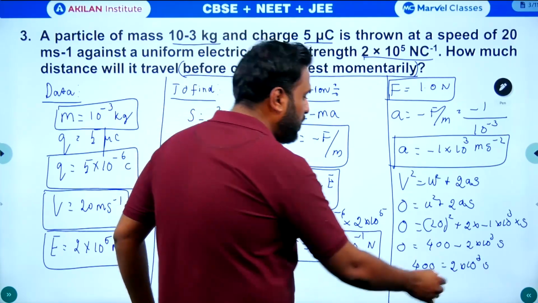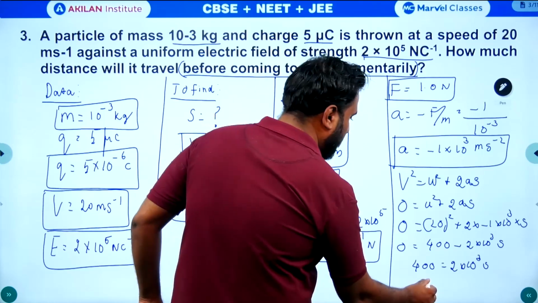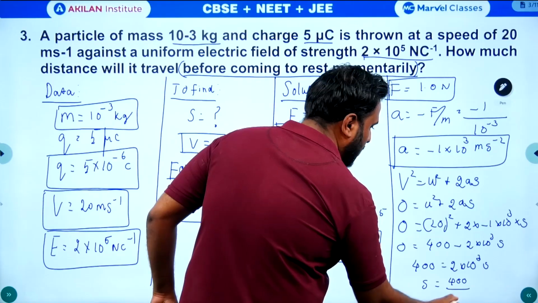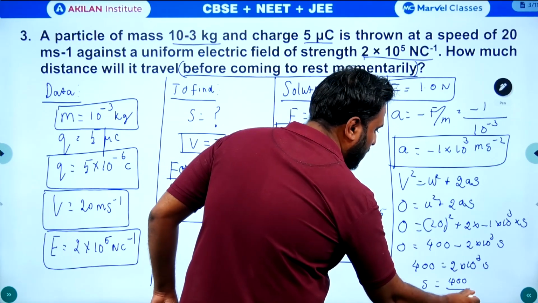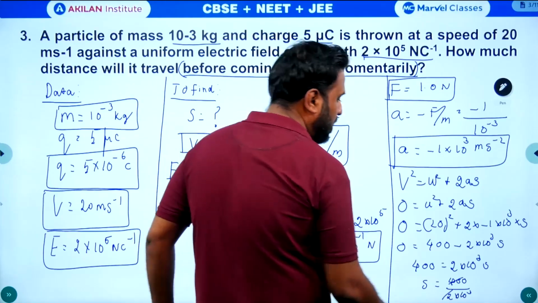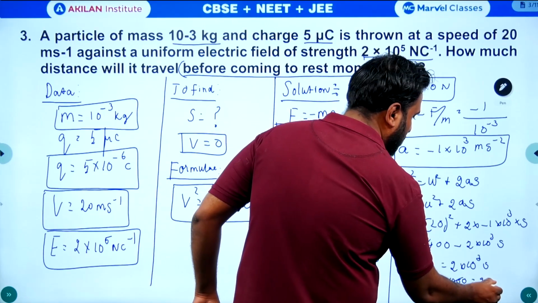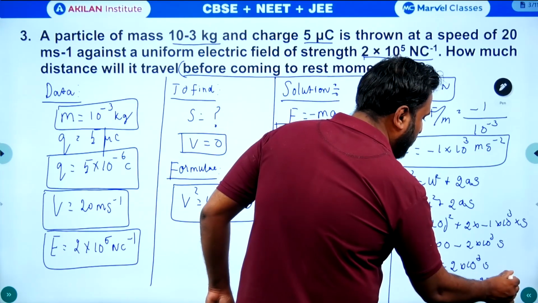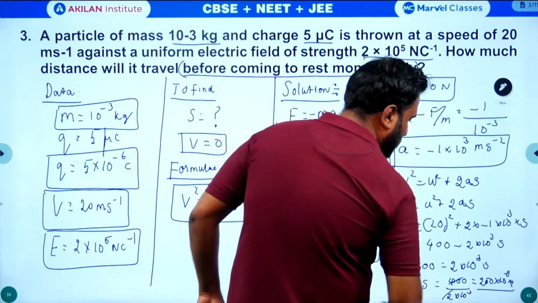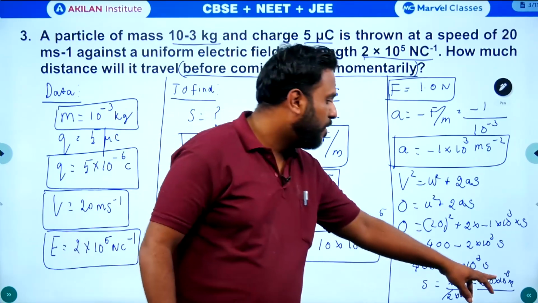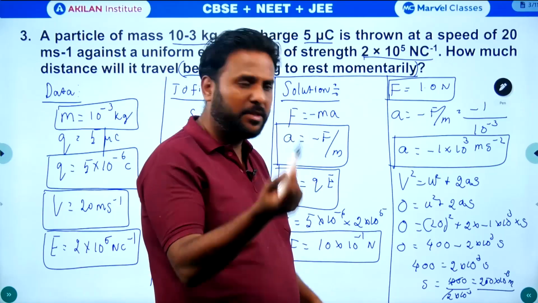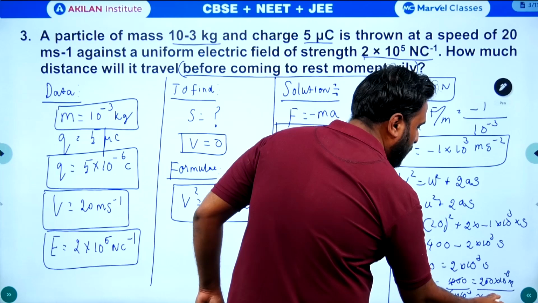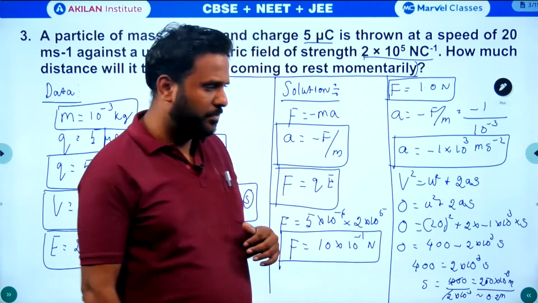Now from this we can find S. So S equal to 400 divided by 2 into 10 to the power of 3. If we cancel, we will get the answer as 200. The plus 3 will go upward, it becomes minus 3. So 200 into 10 to the power of minus 3 meter. This is the answer. If we convert 10 to the power minus 3 to a decimal, the answer becomes 0.2 meter. Both answers are the same.